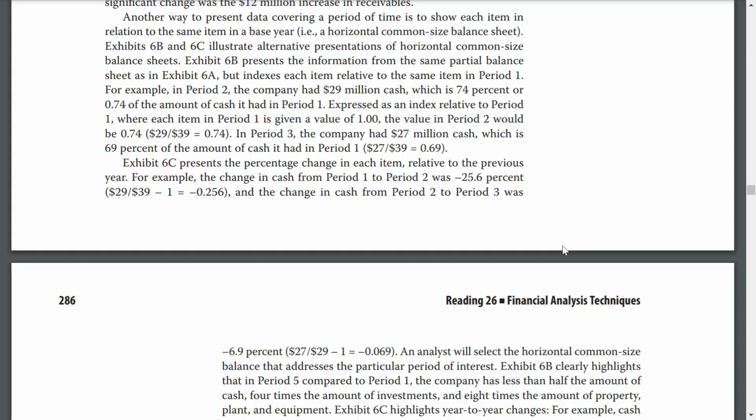Exhibit 6B and 6C illustrate alternative presentations of the horizontal common size balance sheet. Exhibit 6B presents the information from the same partial balance sheet as in Exhibit 6A, but indexes each item relative to the same items in period 1. For example, in period 2, a company had 29 million in cash, which is 74%, or 0.74, of the amount of cash in period 1, expressed as an index.